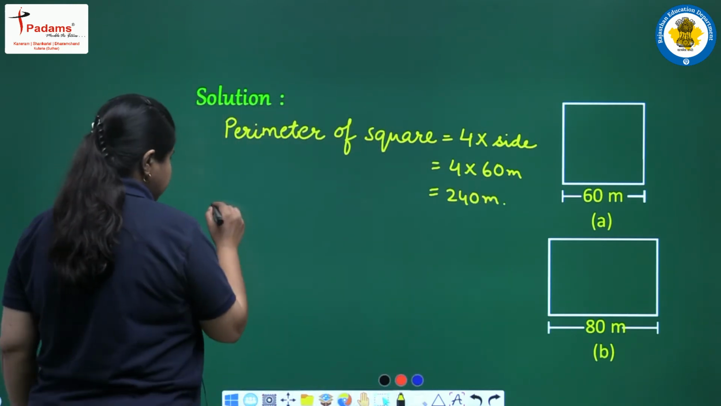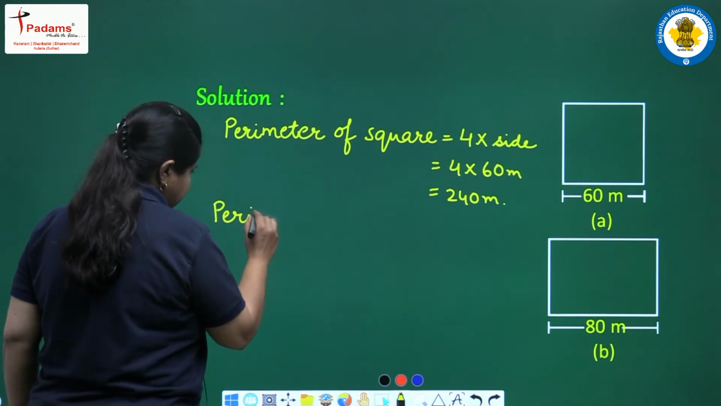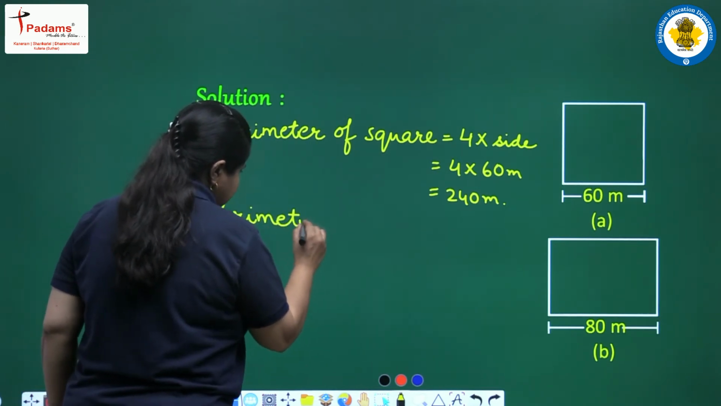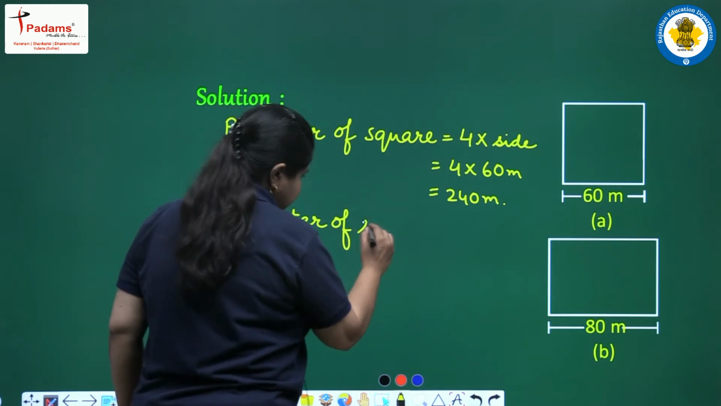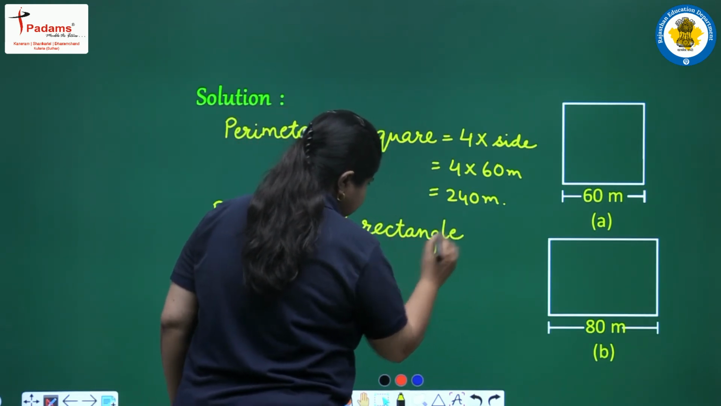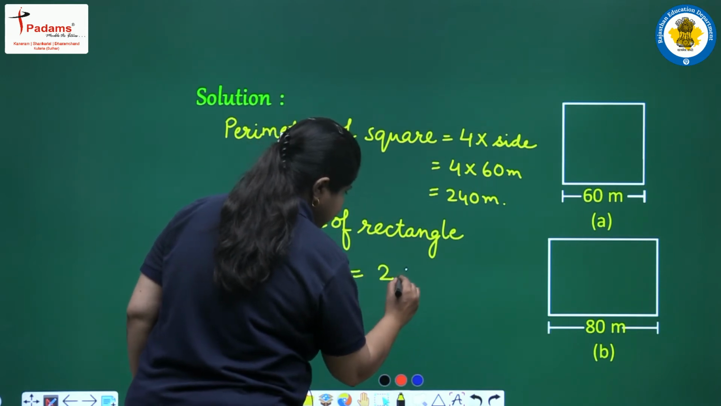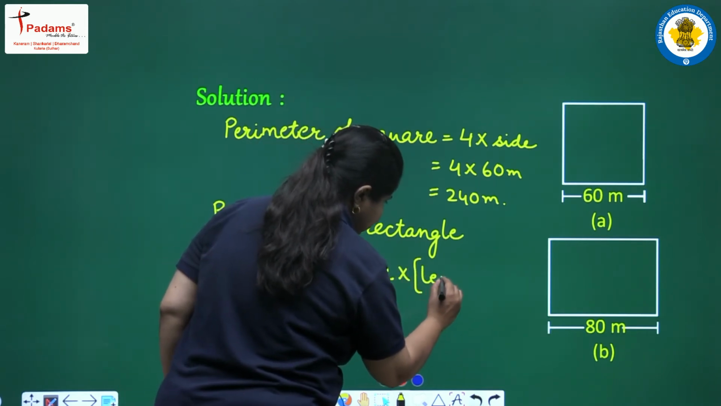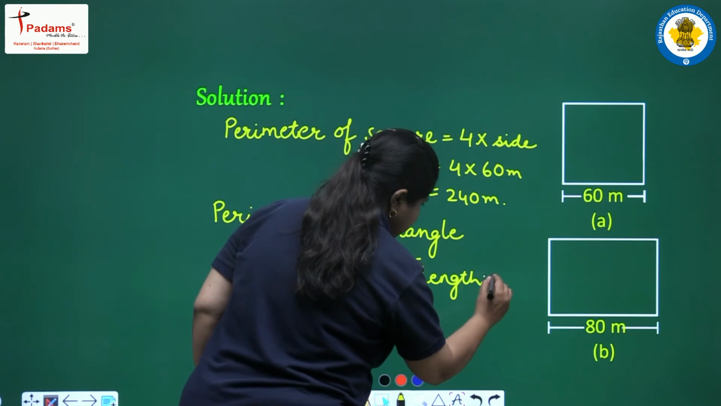Next we will find the perimeter of rectangle. You know its formula very well. It is given by, yes, come up with the answer, 2 times length plus breadth.